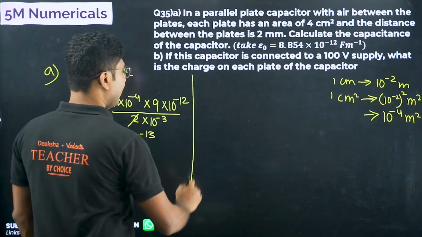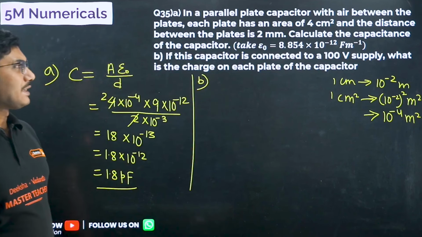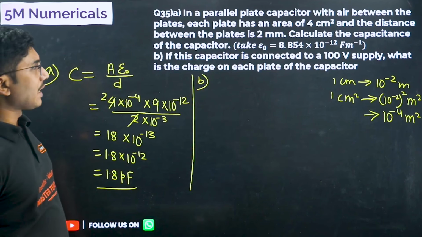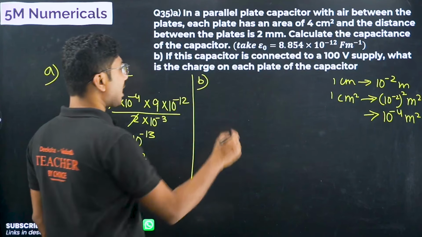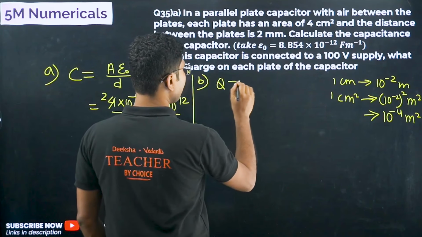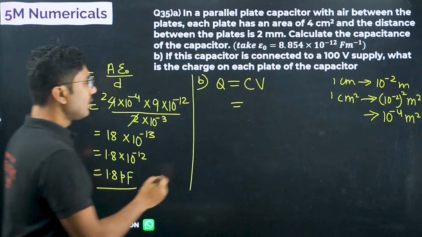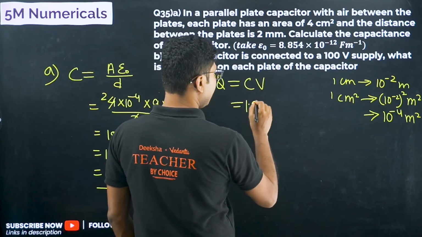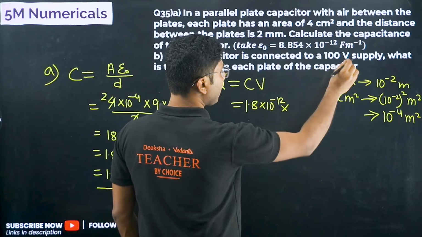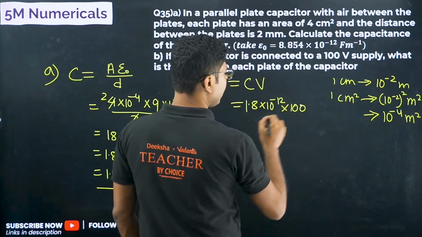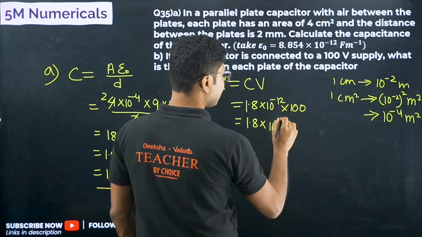Easy. Now next, part B. If this capacitor is connected to a 100 volt supply, what is the charge on each plate of the capacitor? The charge on each plate of the capacitor is given by Q equals C into V. C we have calculated: 1.8 into 10 to the power of minus 12. Voltage is given as 100.